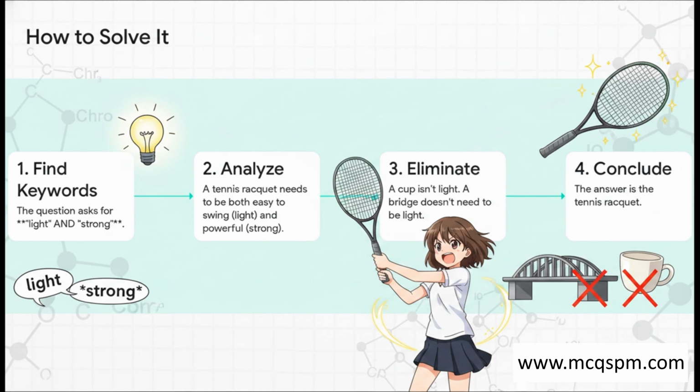So here's how you break this down like a pro. You have to find all the keywords. The question doesn't just say strong, it says light and strong. A bridge definitely needs to be strong, but it doesn't need to be light. A ceramic cup needs to be hard. A tennis racket is the only thing here that absolutely needs to be both strong to hit the ball and light to swing fast. Focusing on only one keyword is the number one mistake students make on questions like this. Don't fall into that trap.